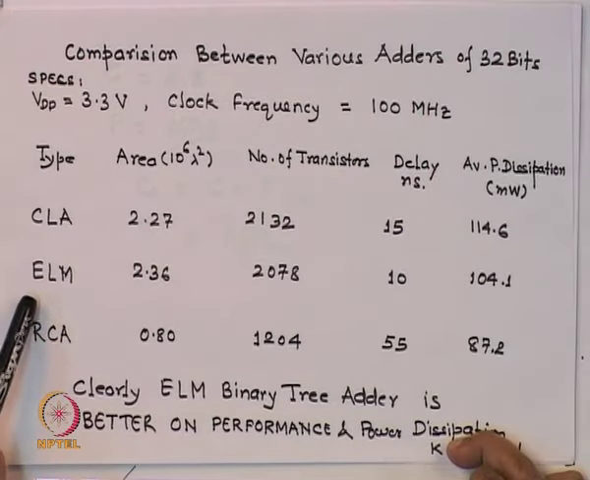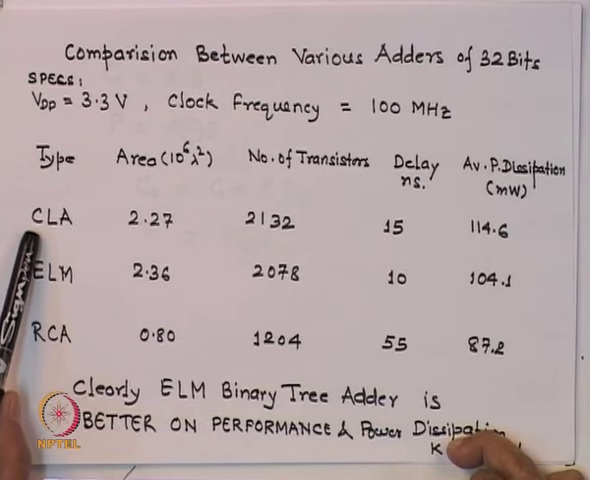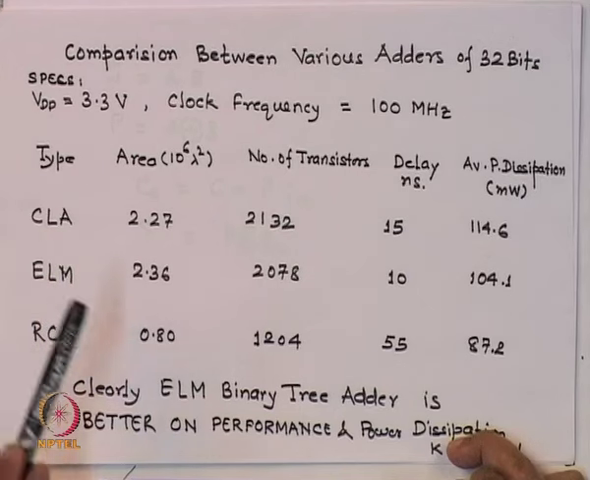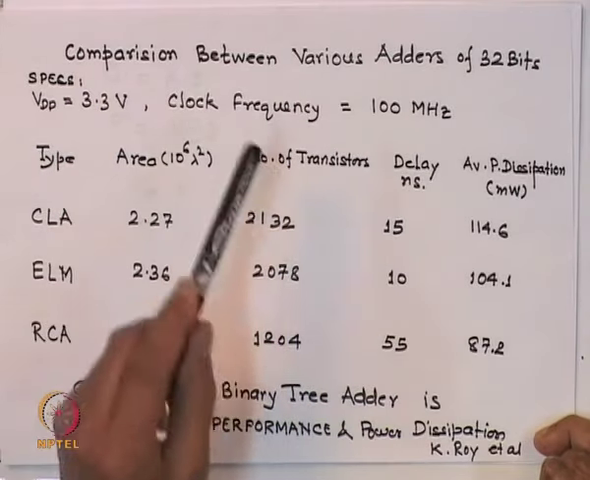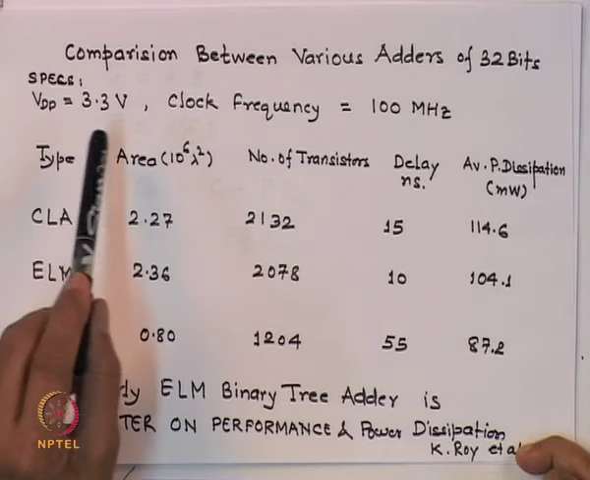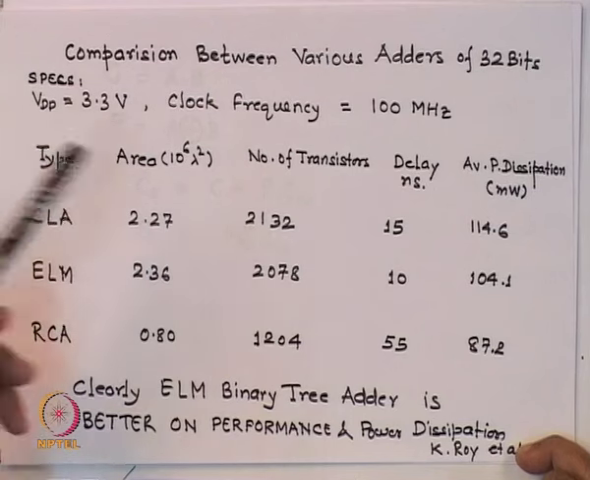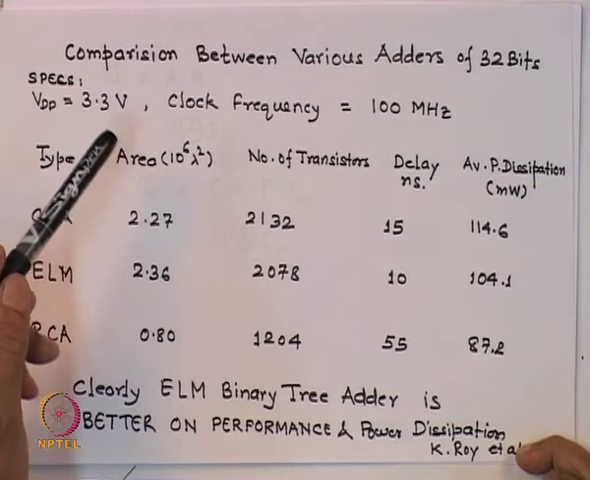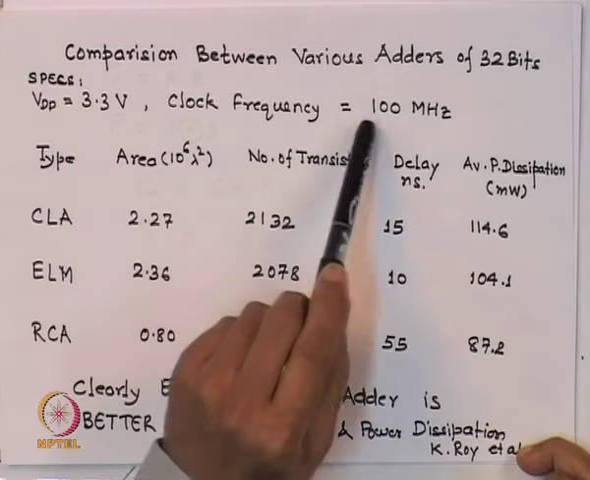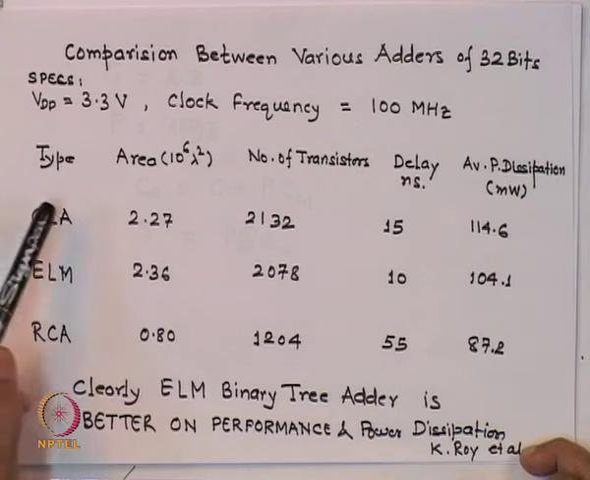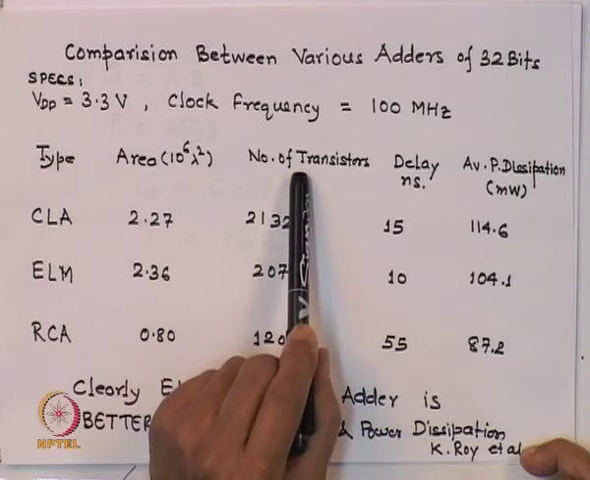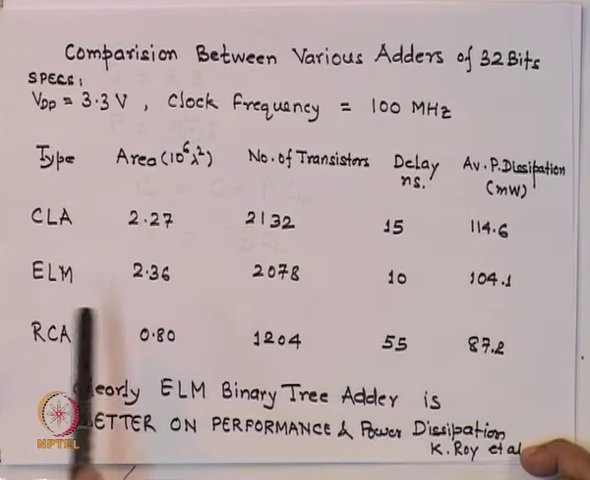Now, I will show all the adders so far: the most common Manchester carry or ripple carry adders, then the modified tree adders ELM, and we have a CLA which is the standard Weinberger system. There is a comparison taken from Roy's papers. This is a 32 bit addition. For simplicity, they have used very high voltages just to separate things. Actually, they were working on a 0.25 micron process. So, 3.3 volt, 100 megahertz is the frequency they used, and lambda, as I said, is 0.25. So, this is area, number of transistors, delay in nanoseconds and average power dissipation.